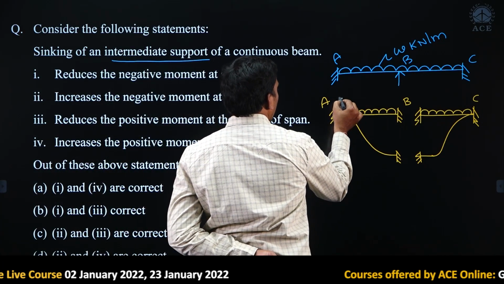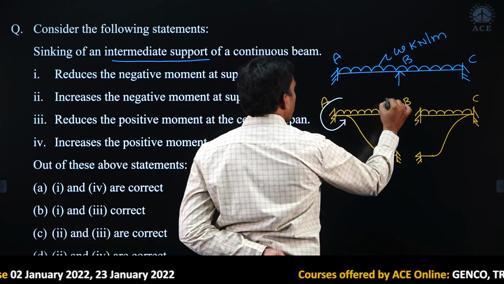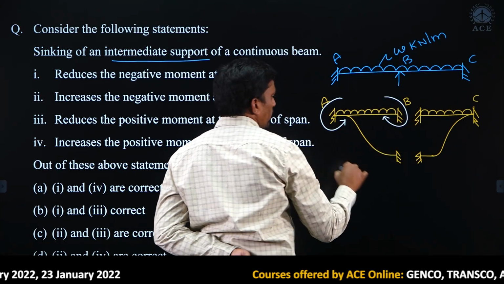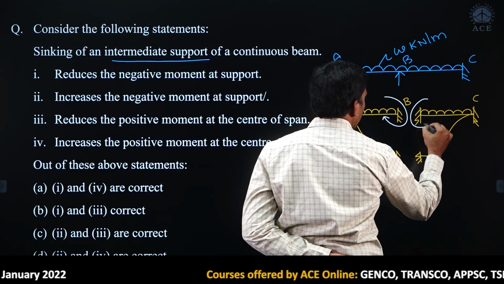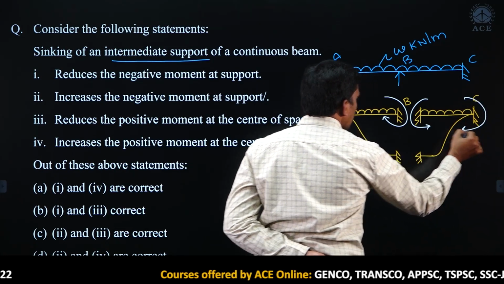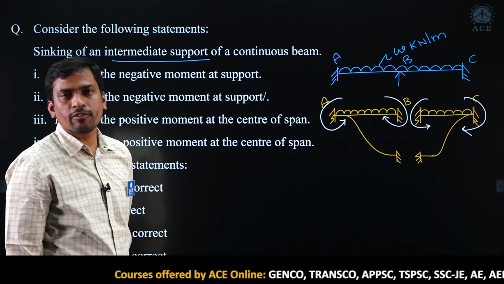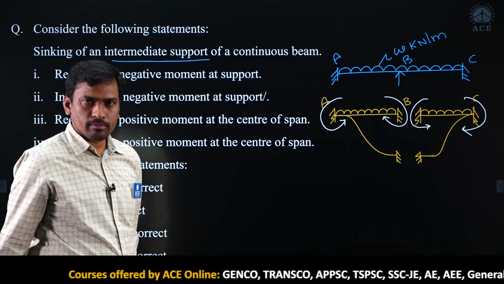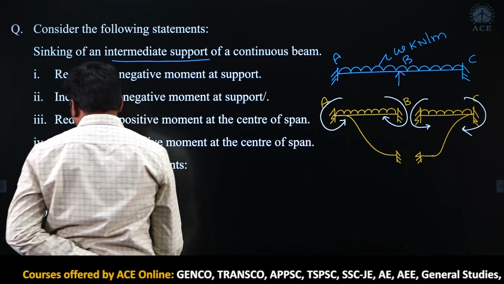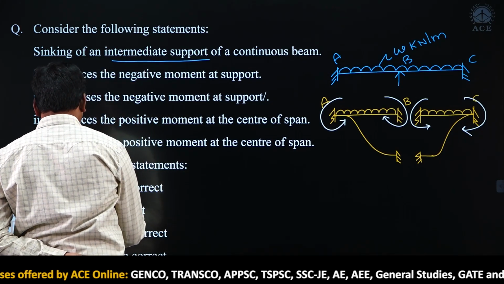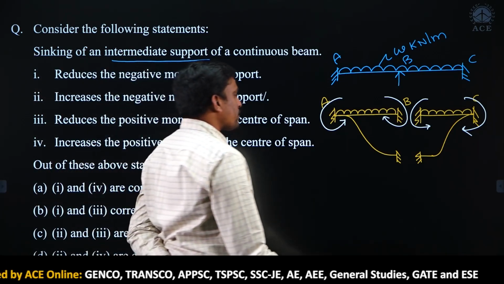So due to UDL, here movement is anti-clockwise and here movement is clockwise. So these are the direction of movements due to only UDL. Now we will mark the direction of movement due to settlement, sinking of support.